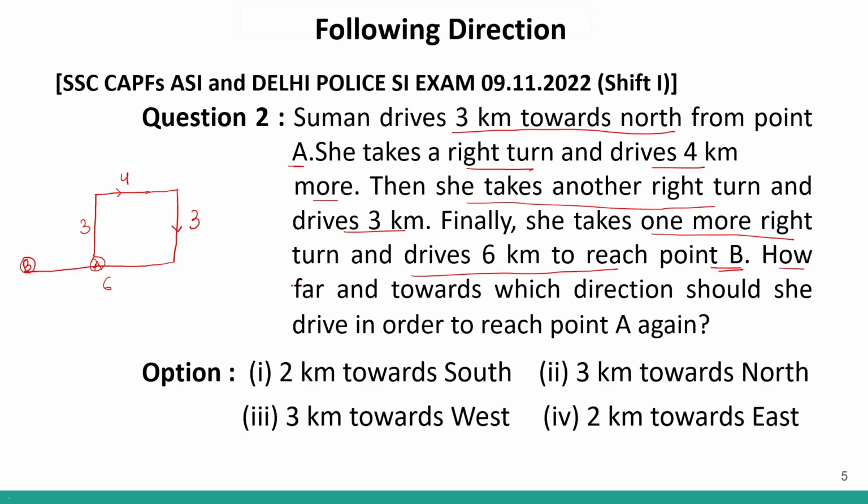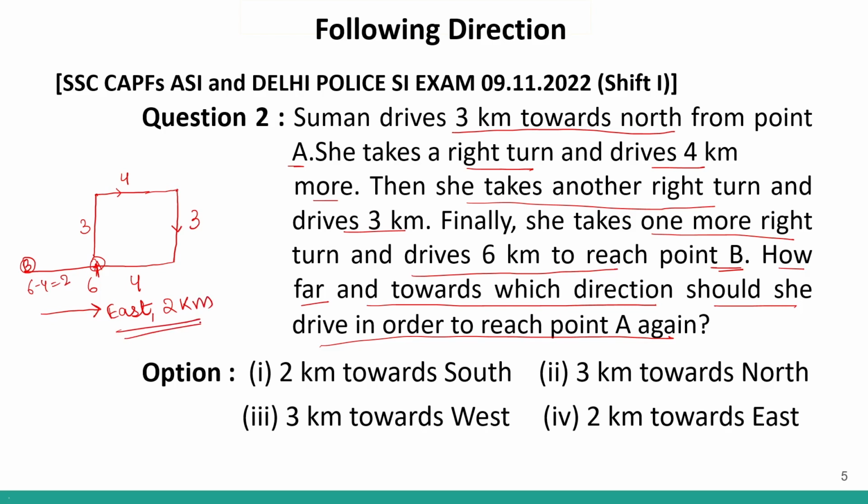Now we have to find out how far and towards which direction should she drive in order to reach point A again. So to reach point A, she would have to drive in this direction, which is towards the east. And if this line is 4 kilometers, that means this will also be 4. This total is 6. This will be 4. So this will be how much? This will be 6 minus 4, which is 2. So she has to drive 2 kilometers towards the east to reach the point A. Therefore, our answer will be option number 4, 2 kilometers towards east.